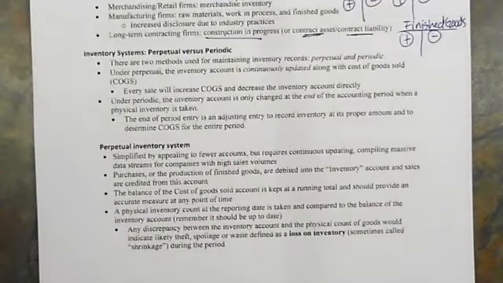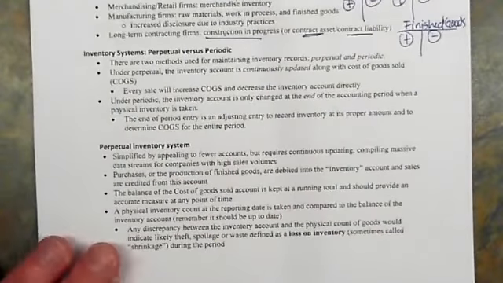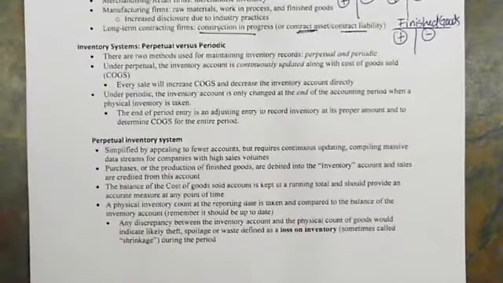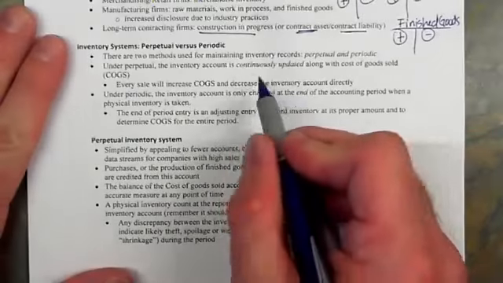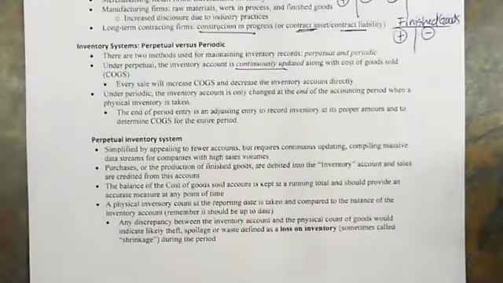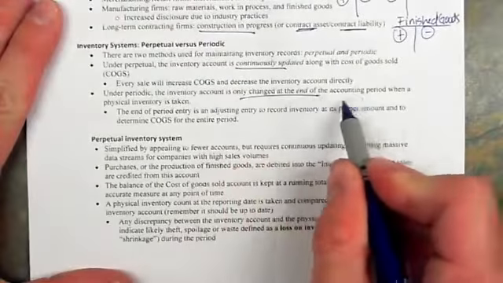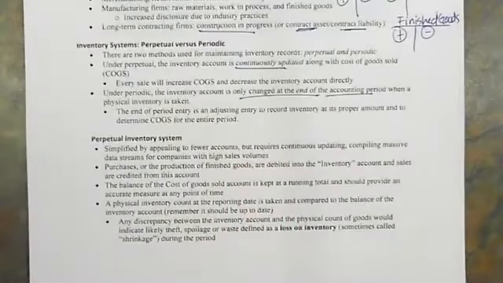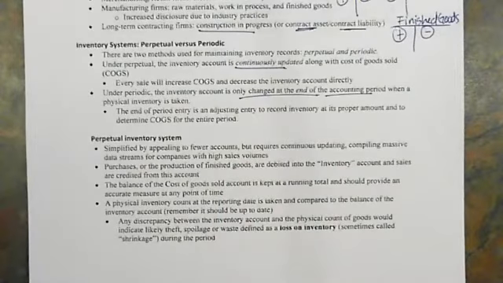So as I mentioned before, there are two types of inventory systems. We have a perpetual system and a periodic system. The perpetual system is continuously updated, hence perpetually updated. The periodic system is only changed at the end of an accounting period when we take a physical count of inventory and then we make one adjustment to find cost of goods sold.